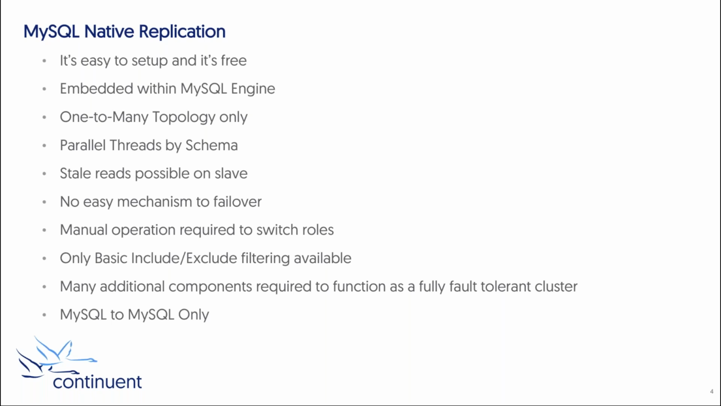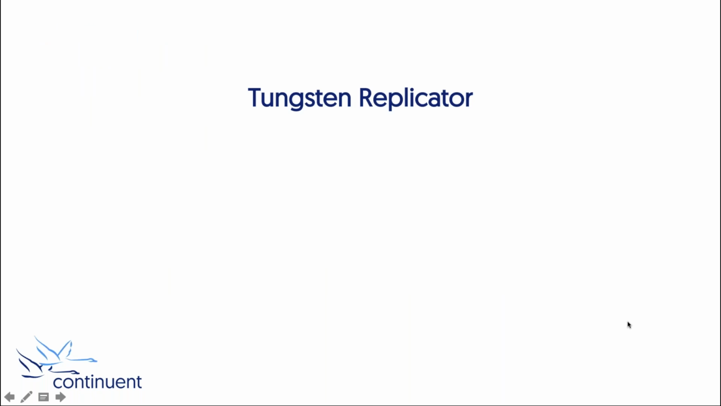With native replication as well, you do have the ability to have some basic filtering functionality, such as including or excluding tables and schemas. So it can be useful for providing limited replication sets to reporting nodes, but that's about it. You can't do any complex filtering. And obviously it's MySQL native, so you can only really replicate MySQL to MySQL. So let's have a look and see how that compares to Tungsten Replicator.